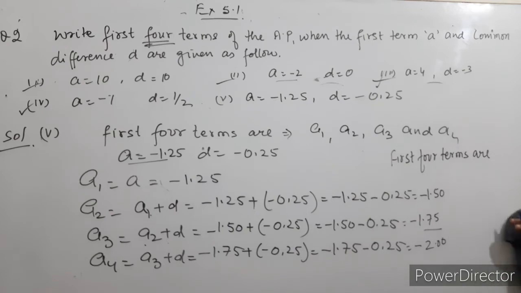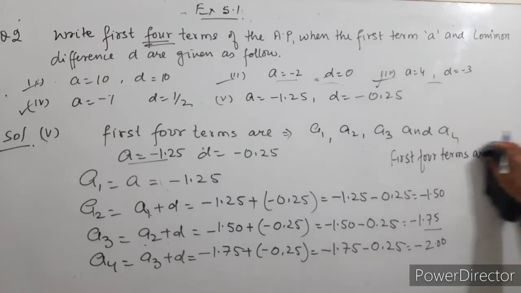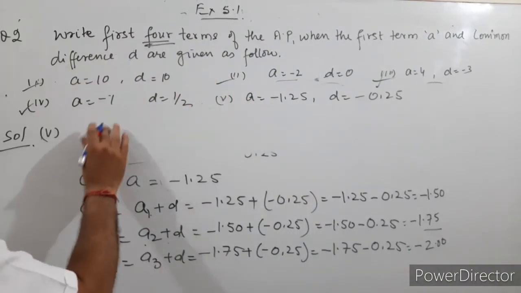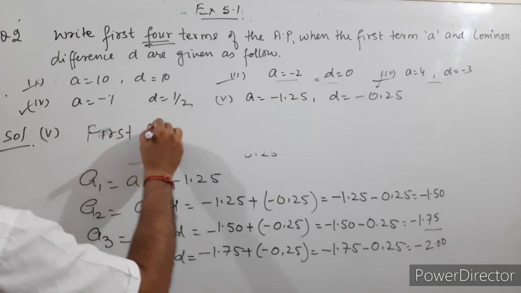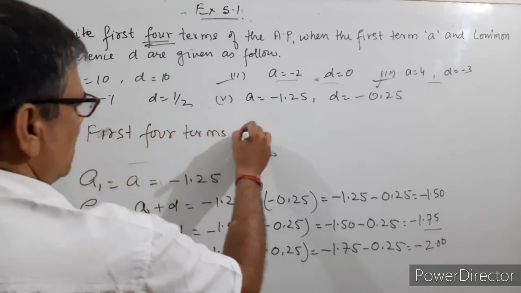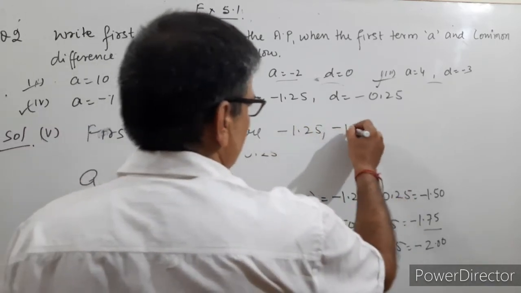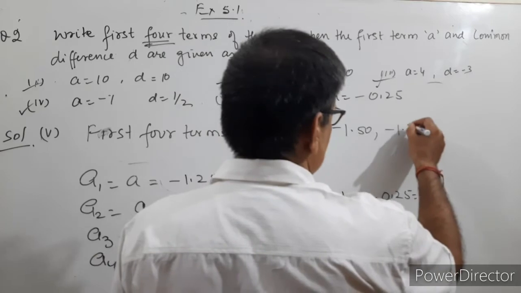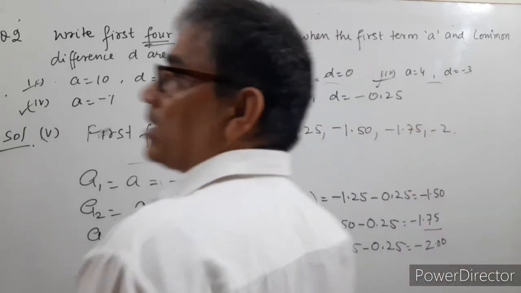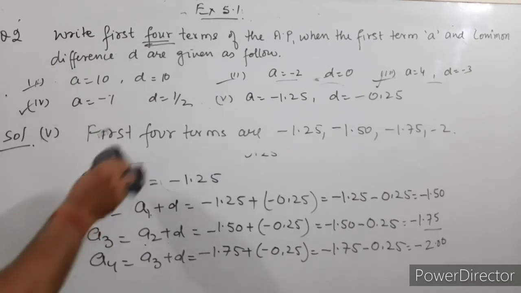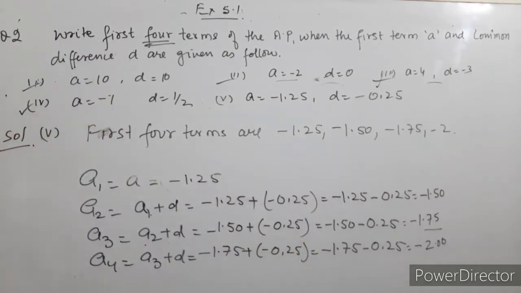These are the four terms. What are the first four terms? Minus 1.25, minus 1.50, minus 1.75, minus 2. These are the first four terms. Is it clear? And now move to question number 3.